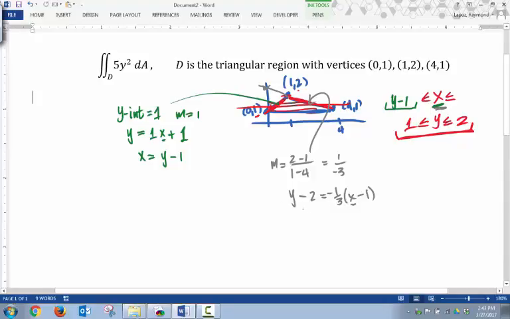We'll bring this over to the other side. This would be negative 3 times (y minus 2), which is negative 3y plus 6, is equal to x minus 1. And so we add 1 to both sides, so x is going to be equal to minus 3y plus 7. So that looks like it's going to be my function on the upper part, minus 3y plus 7. So that's it. I'm ready to set up my integral.